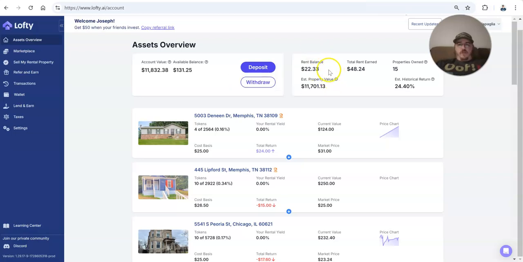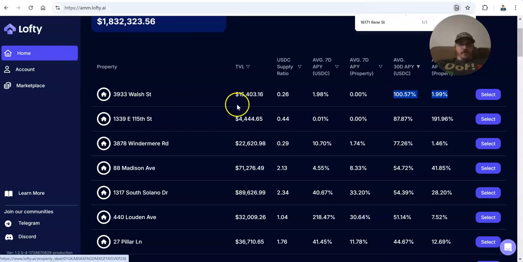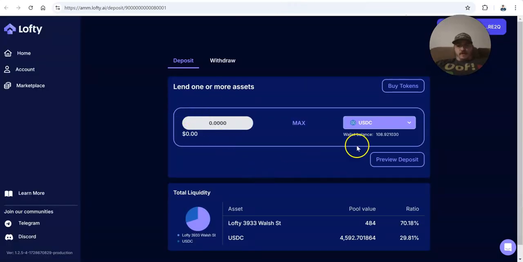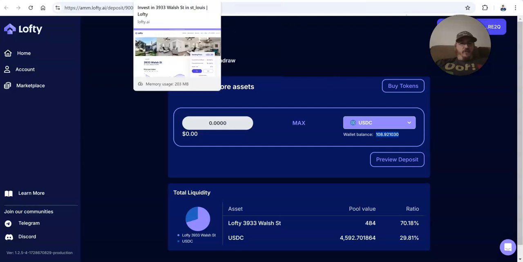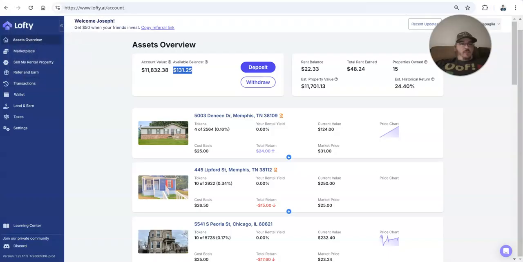So first thing I want to mention, I'm going to try to stake just my available balance, which is just this 131.25. But when I go into the wallet to do that, or the liquidity pool tab, it only shows 108 in my wallet, right? At first I was confused by this. Why isn't it equal? But if you look at 131 minus the 22.33, that's where that discrepancy is going.